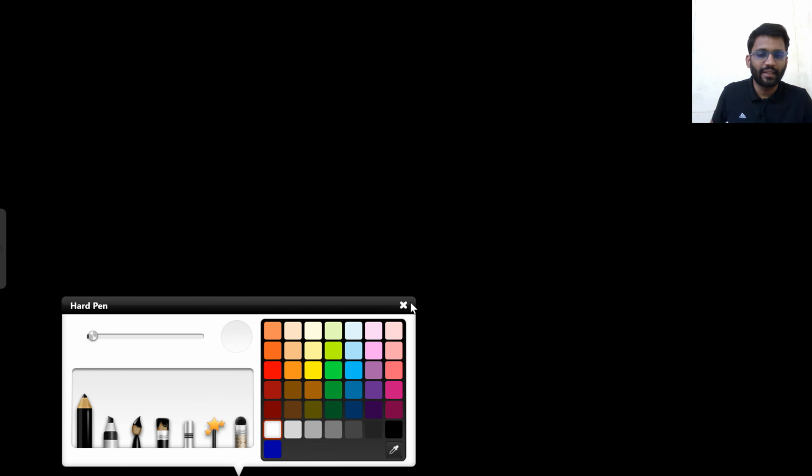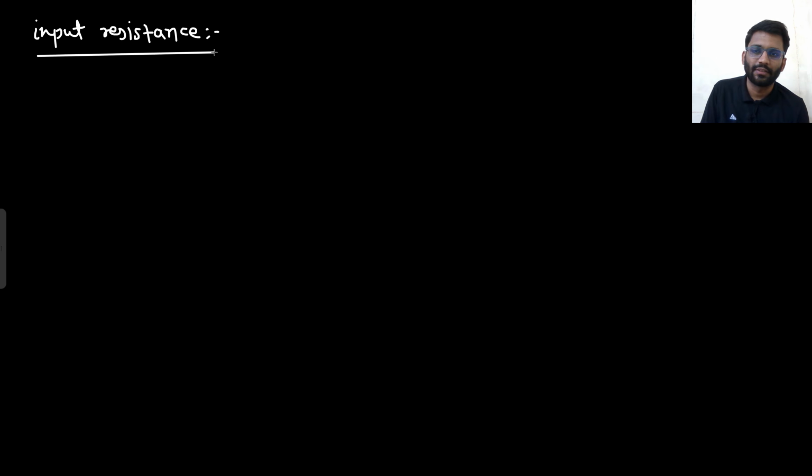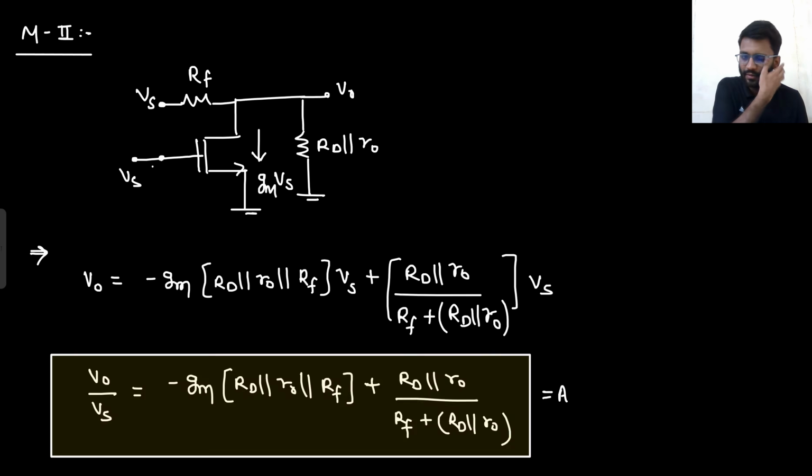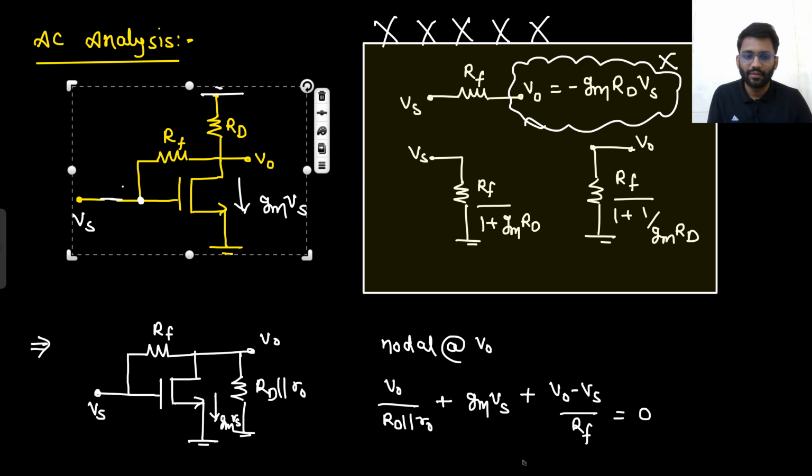Now they can ask you more in the self-bias circuit. In the same circuit, they can ask you input resistance. So tell me what will be your answer for input resistance. Small signal analysis we are doing.